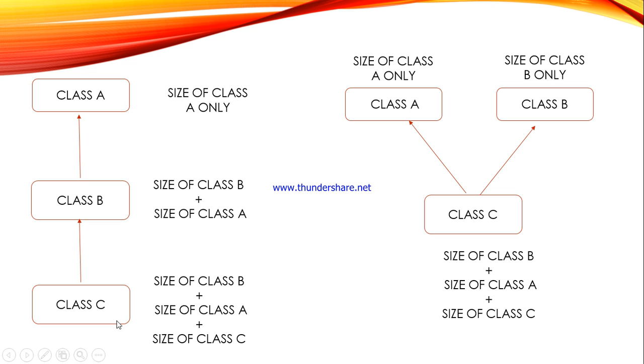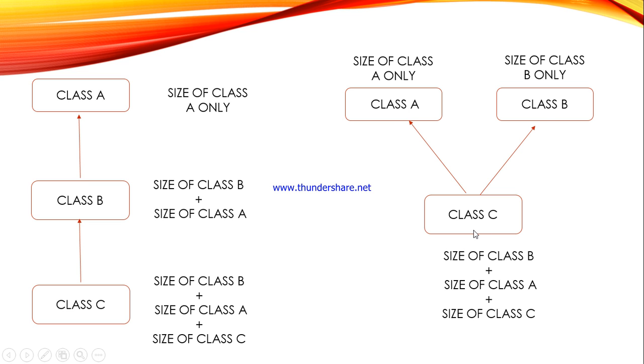For example, in multi-level inheritance, if you have to tell the size of class A, it will be only the size of class A. But if they ask you the size of class B, it will be equal to the size of class B plus the size of class A. If they ask you the size of class C, then it will be the size of class C plus the size of class B. So total size is size of class C plus size of class B plus size of class A.